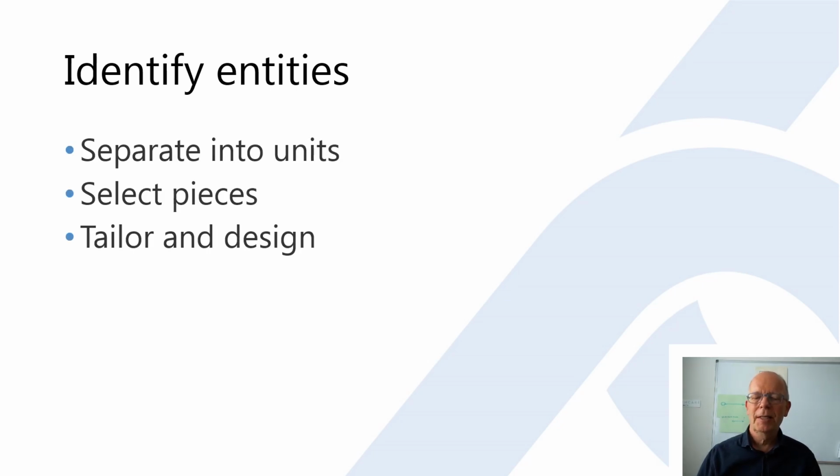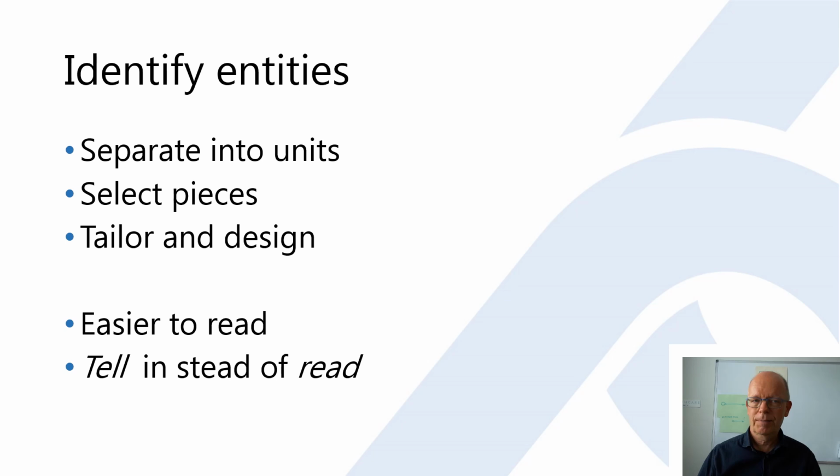So you have to identify these entities and separate them into parts, into units. Select which parts are the most important messages or text bits that you want. And then tailor it, design it, put on colors, make it bold or whatever. This will make it easier to read and easier to understand, so you can tell the story instead of reading out the story.